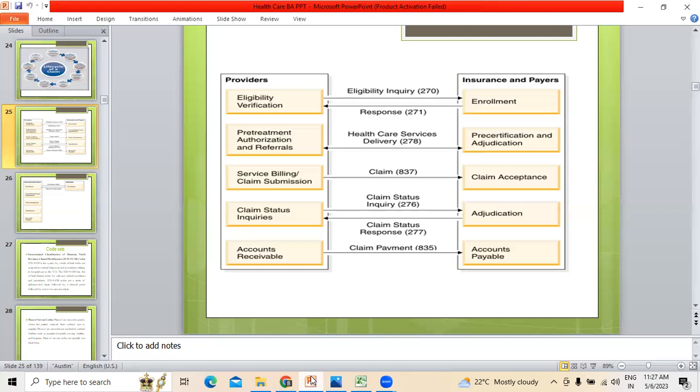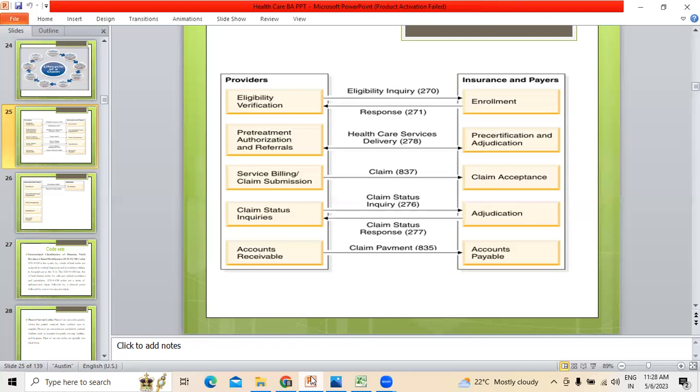If you want to submit any kind of claims, so service billing as well as claim submissions, the code number we'll be using is called 837. If the healthcare provider wants to know the status of the claims submitted to the insurance or payers, the code number used is 276. Followed by this, the adjudication response given by the insurance or payers comes under 277.